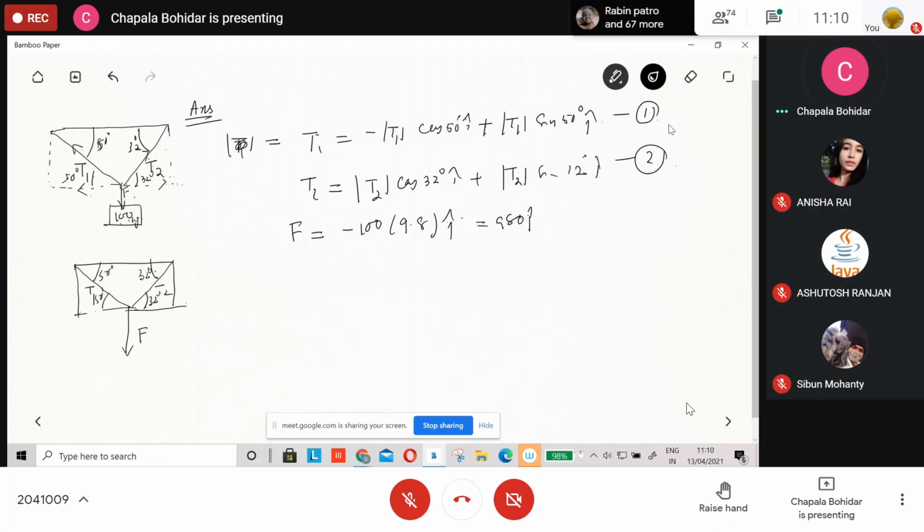Okay. So the resultant force T1 plus T2 is equal to how much? It is minus, sorry, it is minus here. That is your minus 980 j. I can write it down. Up to this it is clear, then after that you can do it.